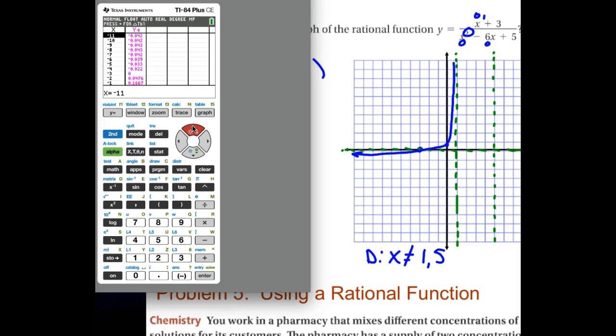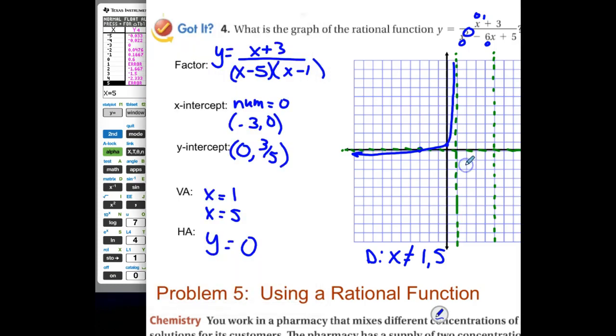Then looking at what's happening in between the vertical asymptotes at 1 and 5. Notice at 1 and 5 it says error because we have a vertical asymptote there. At 2, we're at negative 1 2/3. At 3, we're at negative 1 1/2. And at 4, we're at negative 2 1/3. So kind of an upside down U shape in that section.